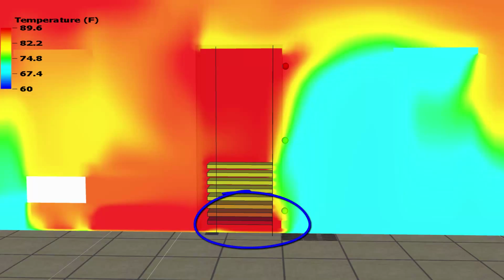Although the sensors correctly show the temperature of the air being delivered to the cabinet, they are not able to capture this mixing, and therefore do not alert the operator to the risk of overheat. In the end, monitoring does not ensure that your assets are safe.